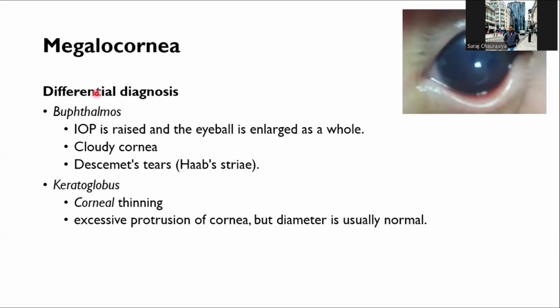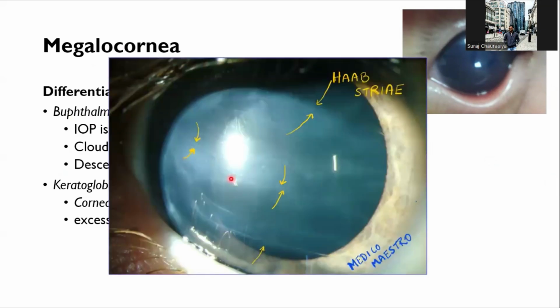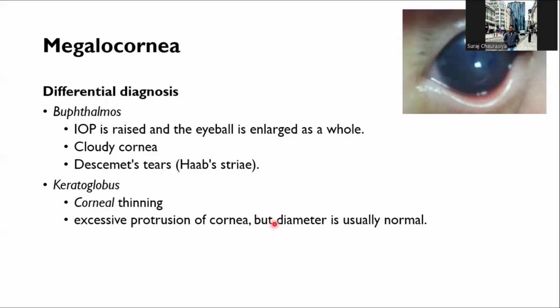The first one is buphthalmos. In this condition, the IOP is raised, and as a whole, the eyeball is enlarged. The enlarged cornea is usually associated with central or peripheral cloudiness and Descemet membrane tears, which are also called Haab's striae, which you can see in this particular picture. There are multiple folds which you can easily see in this picture, and that is called Haab's striae. The next differential diagnosis of megalocornea is keratoglobus.